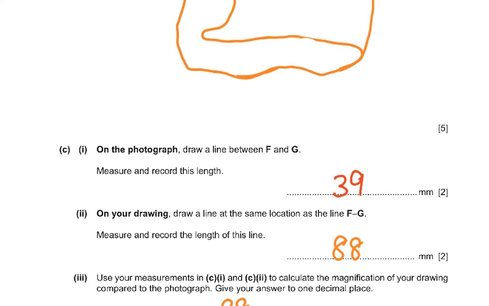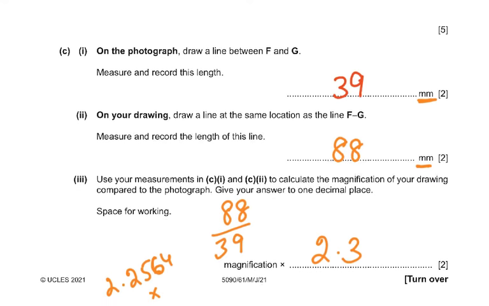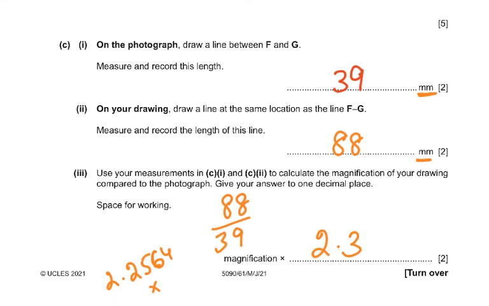It was 88 millimeters. Now units are written here, but sometimes units are not written. Then you get a mark for the units. Then use your measurements to calculate the magnification, 88 over 39. So basically, you just have to divide it, because the drawing was larger than the photograph. The answer was 2.2564, but it said give your answer to 1 decimal place. So if you had to give your answer to 1 decimal place, that would be 2.3. So I hope that is clear to everybody.